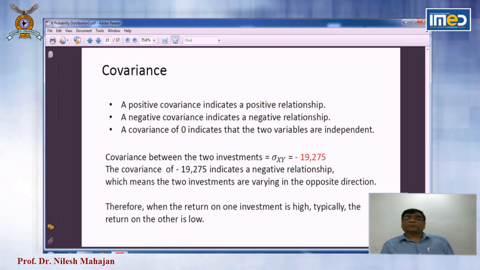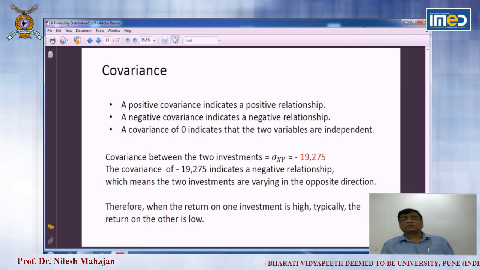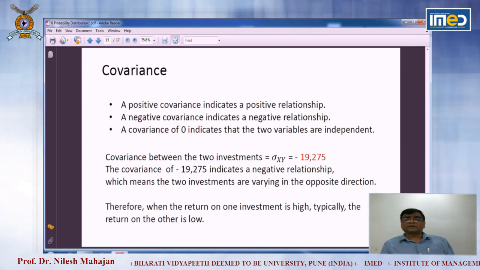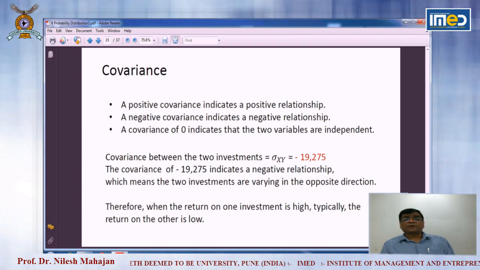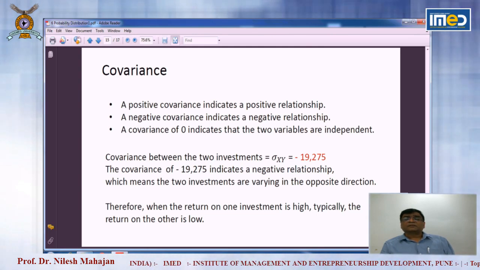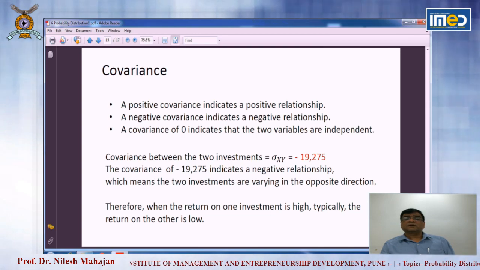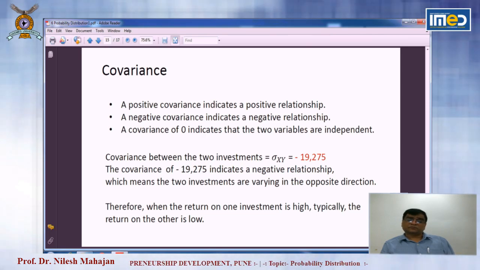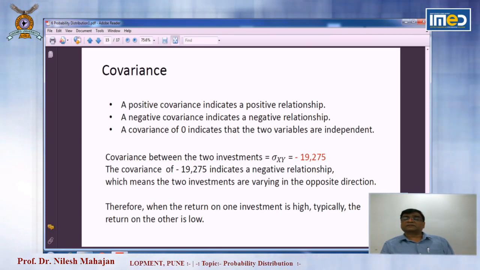A positive covariance indicates a positive relationship, and a negative covariance indicates a negative relationship. And if your covariance is 0, it indicates that the two variables are independent. So for the two investments, according to the calculation, the covariance is minus 19,275. It indicates a negative relationship, which means the two investments vary in the opposite direction. So you conclude that when the return on one investment is high, typically the return on the other is low.